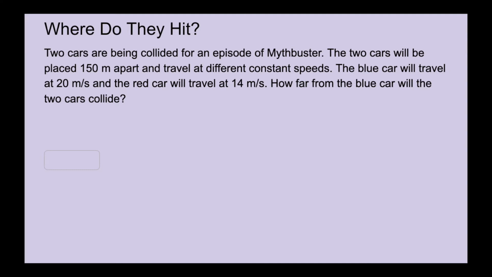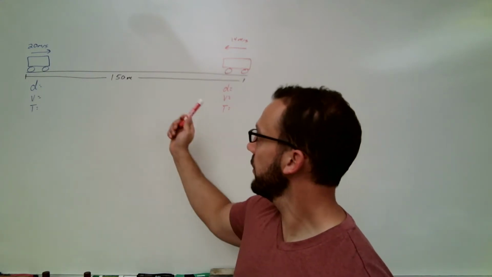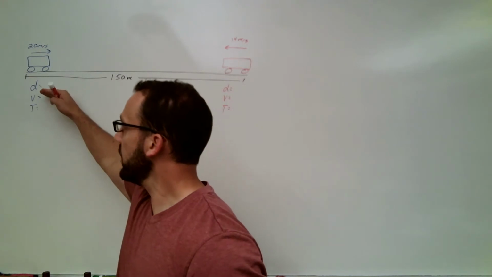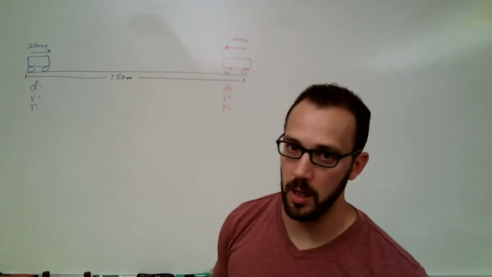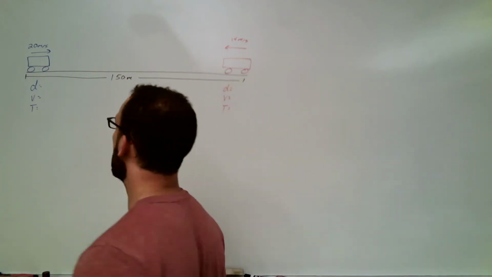So in this problem, there's a blue car and a red car, and they're going to crash. The blue car is moving 20 meters per second to the right, and the red car is moving 14 meters per second to the left. They're 150 meters apart. The picture is drawn. We have D, V, and T written for each car because it's constant velocity motion. And now we can start the problem.